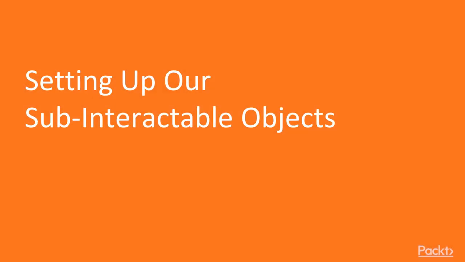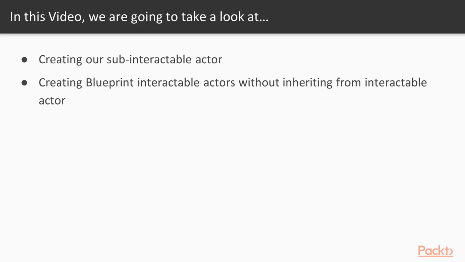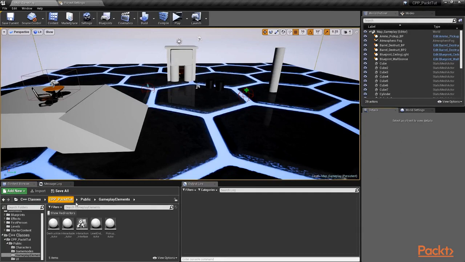Welcome to Section 6, Video 3, setting up our sub-interactable objects. In this video we are going to create our sub-interactable object and then create blueprint interactable objects without inheriting from our interactable actor. So we are going to be working only in Blueprint for this video.